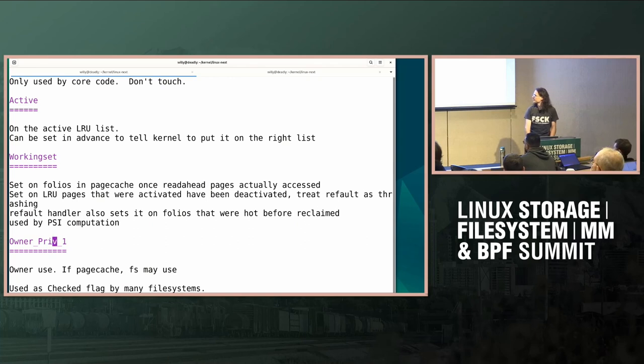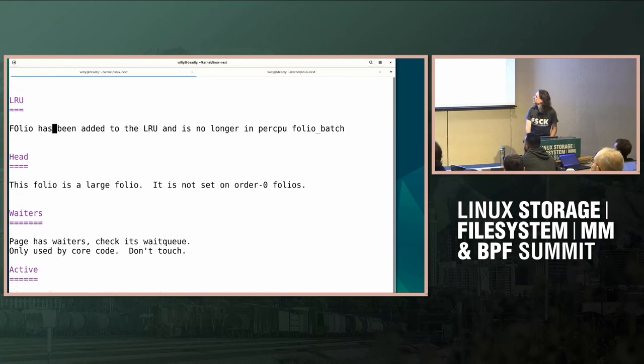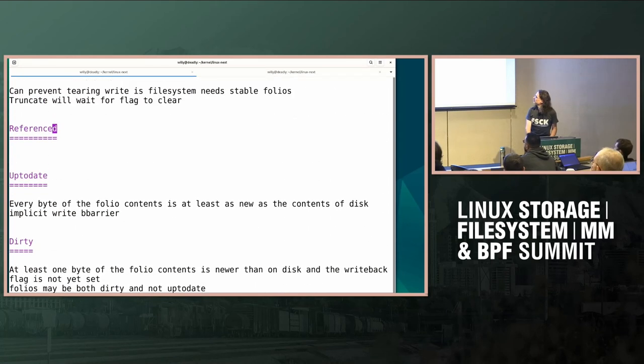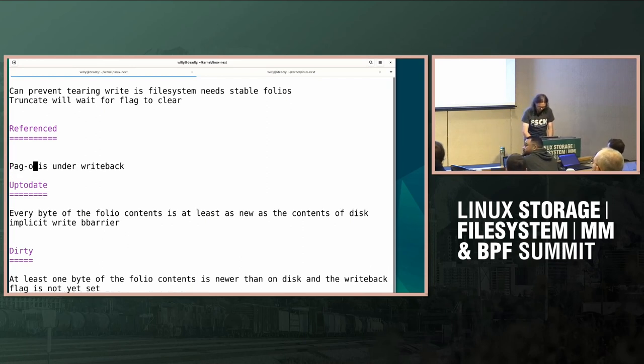I think you missed page referenced. Was up there. Oh, I did. Move it next to page active. Right now they're in the order that they're in the file. Yeah, okay, who wants to tell me something about folio referenced?